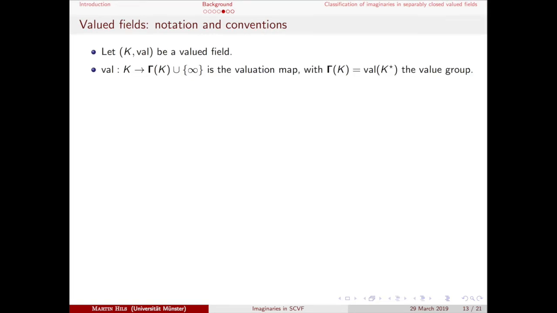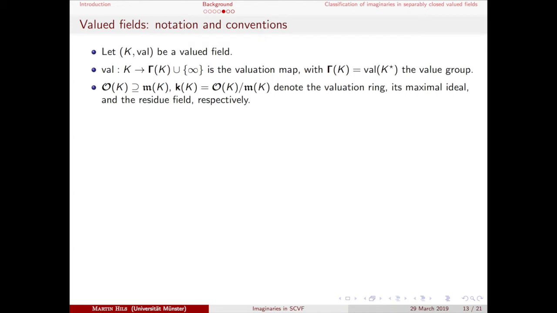Some words on notation and conventions. What is a valued field? Well, you have a valuation map going from the field to an ordered abelian group, plus an element infinity, which is the value of 0. The others go here. And this Gamma of k is called the value group of your valued field. If you have such a valuation, it satisfies the axioms, right?